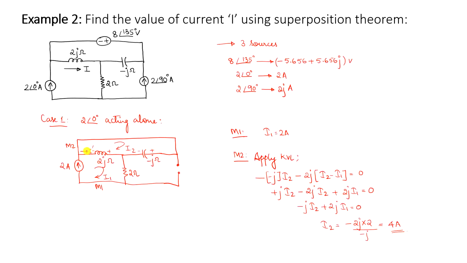What we want is the value of I dash. If you look at I dash, it is in sync with the direction of the current I1. So I can compute the value of I dash to be equal to I1 minus I2. I1 is 2 amps and I2 is 4 amps. So I dash is equal to minus 2 amps. In case 2, consider 2 angle 90 degree acting alone, and in case 3, consider 8 angle 135 degree acting alone.